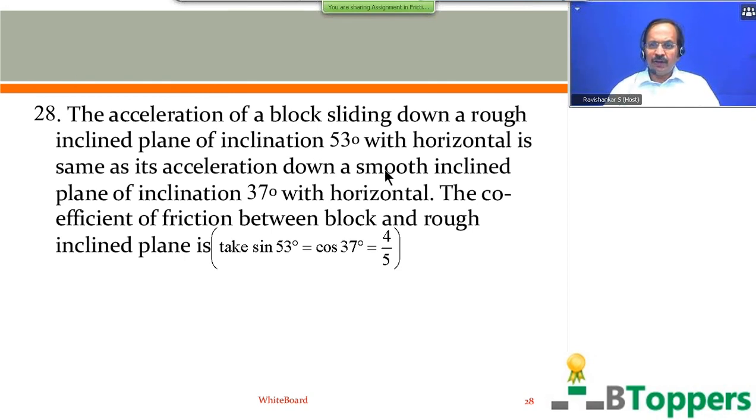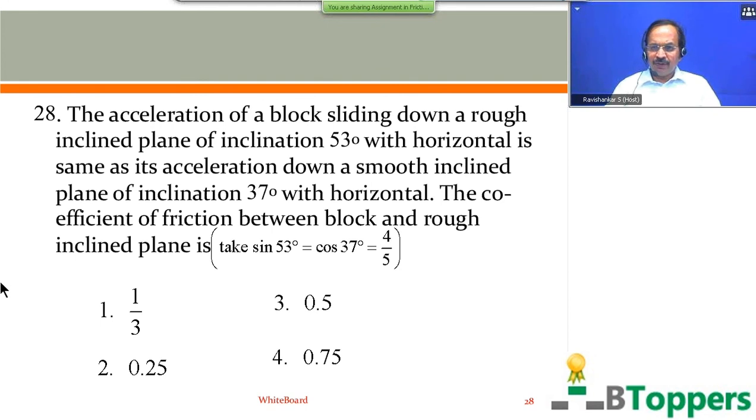The acceleration of a block sliding down a rough inclined plane of inclination 53 degrees with the horizontal is the same as its acceleration down a smooth inclined plane of inclination 37 degrees with the horizontal. The coefficient of friction between the block and the rough inclined plane is? Here sine 53 degrees equal to cos 37 degrees equal to 4 by 5.